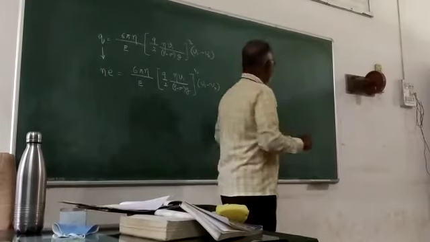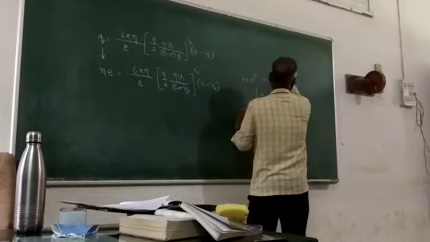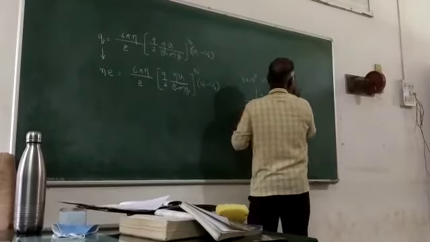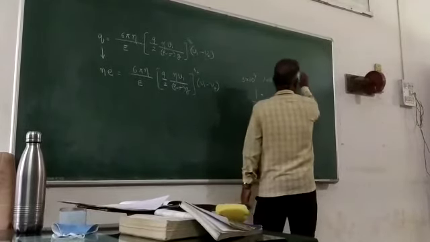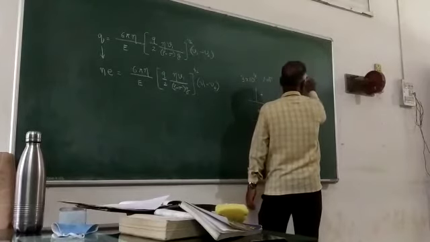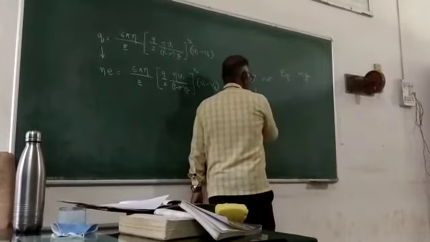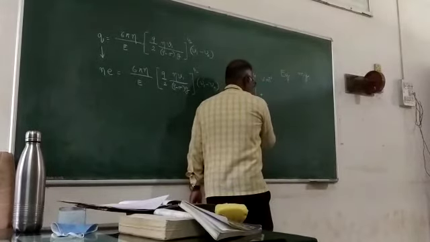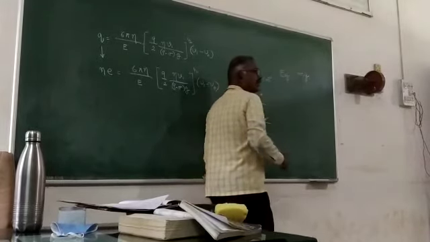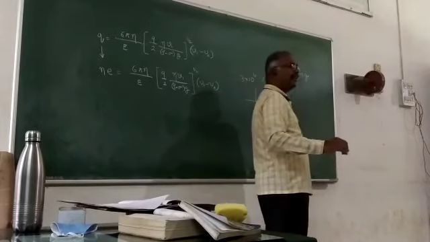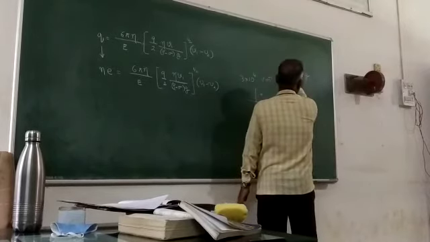Upward force is electric field into charge, and downward force is mass into acceleration due to gravity. Upward force is due to the electric field, downward force is due to the gravitational field. Therefore, these two are equal.